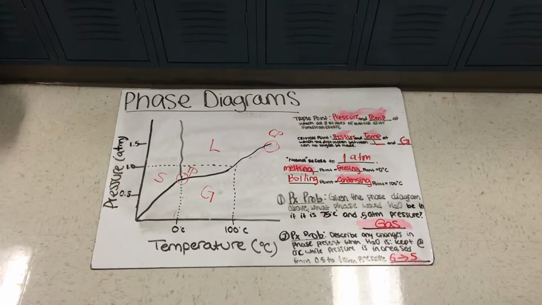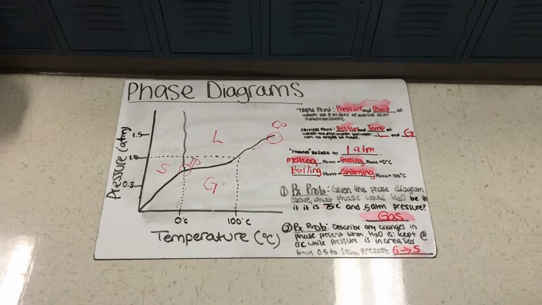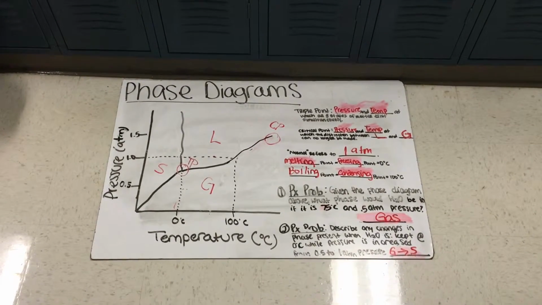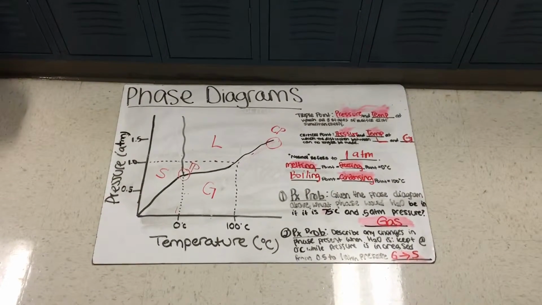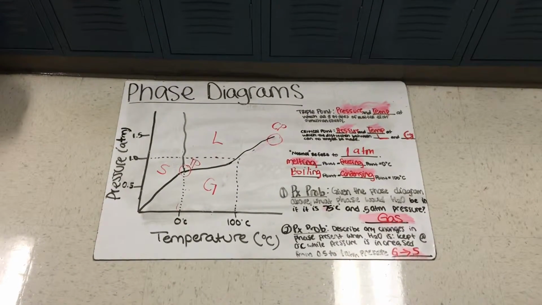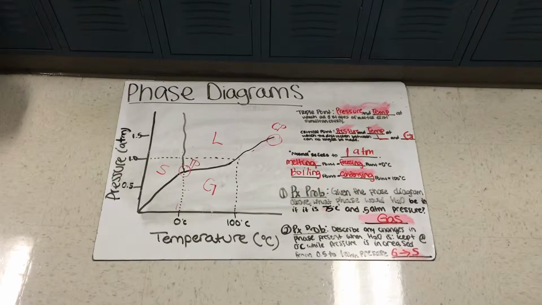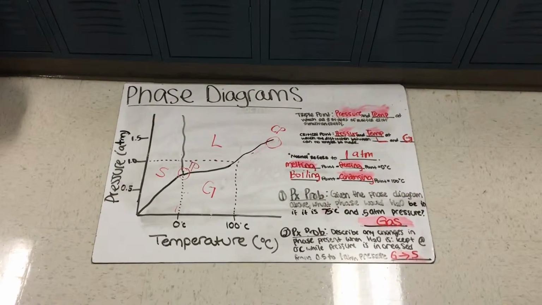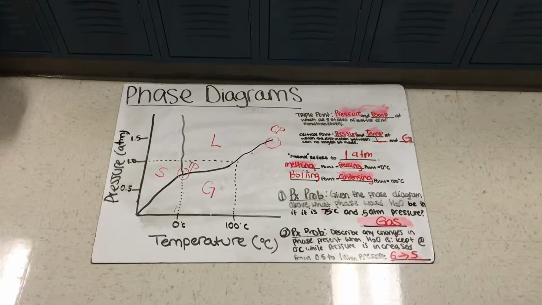Water has a negative slope line between solid and liquid. This means that solid is less dense than liquid. Normal refers to 1 atm or atmospheric pressure. Melting point is equal to freezing point at 0 degrees Celsius. Boiling point is equal to condensing point at 100 degrees Celsius. It's important to remember that each substance has a unique phase diagram.